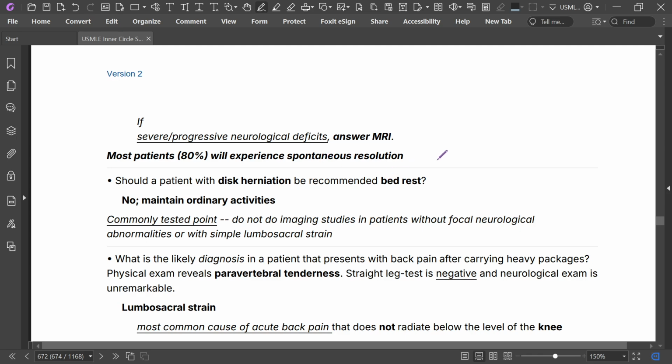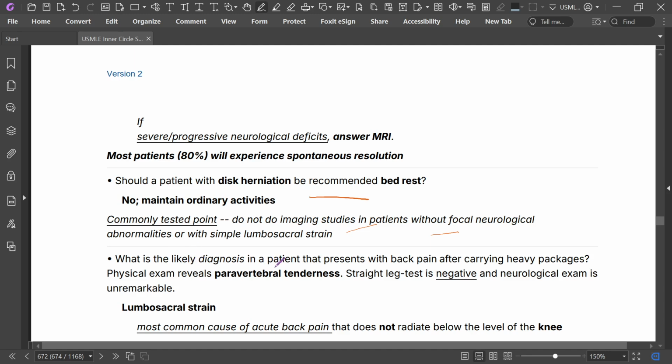Should a patient with disc herniation be recommended bed rest? No. Maintain ordinary activities. Bed rest is not recommended for disc herniation. Maintain ordinary activity. Commonly tested point: do not image patients without focal neurological deficit.